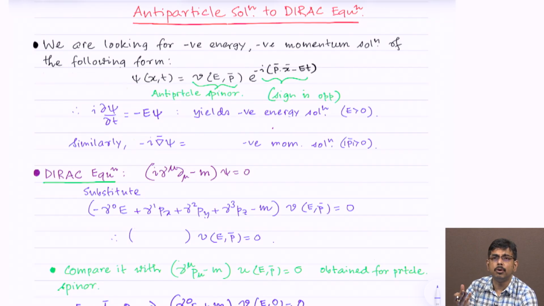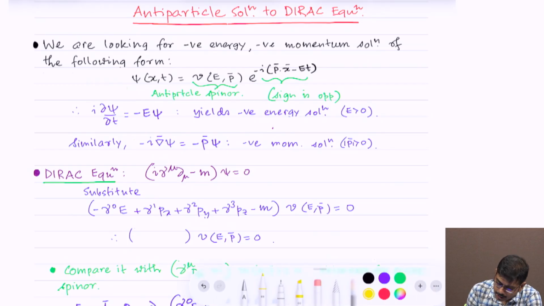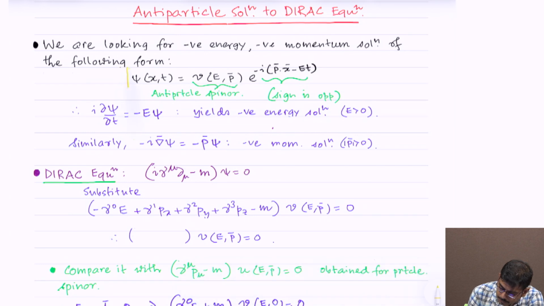Similarly, if you take the momentum operator, minus i del, and act on this wave function, you are going to get minus p psi, which is quite evident, and that is basically a negative momentum solution. So you can claim that the test solution that you started with, psi(x,t) = v(E,p) e to the power minus i(p·x − Et), indeed caters to negative energy and negative momentum solutions characterizing antiparticles.